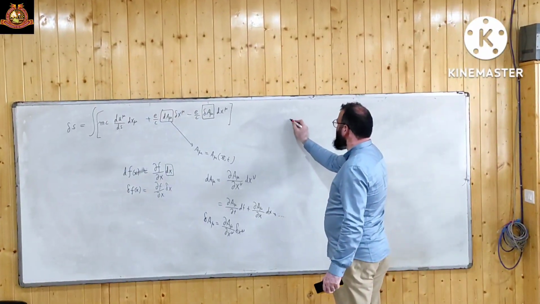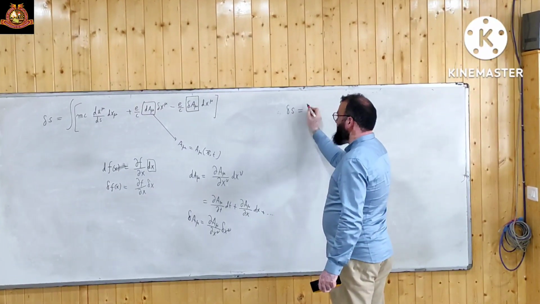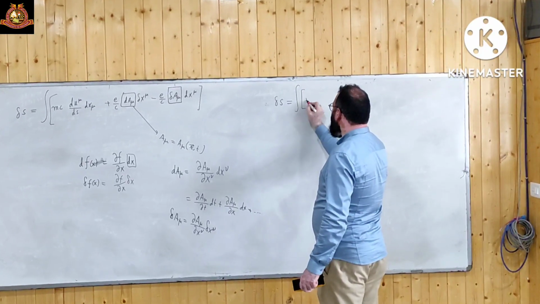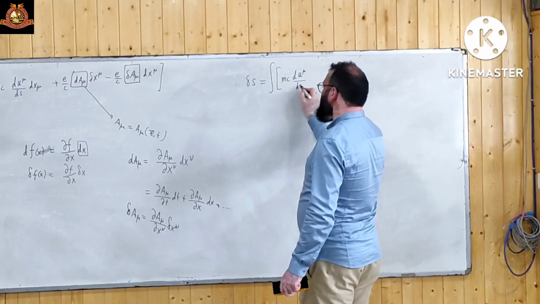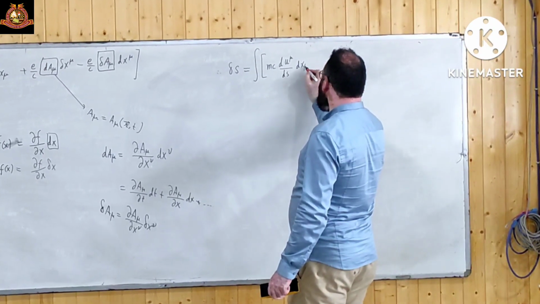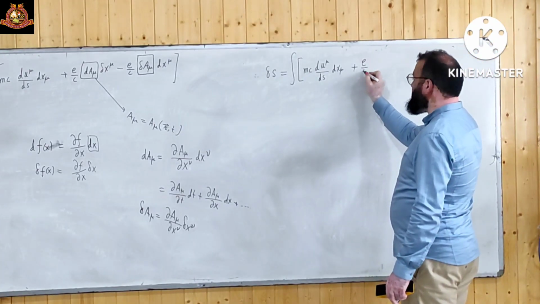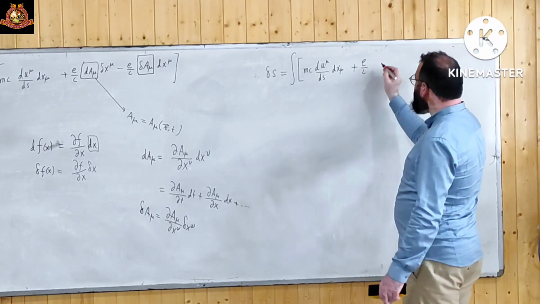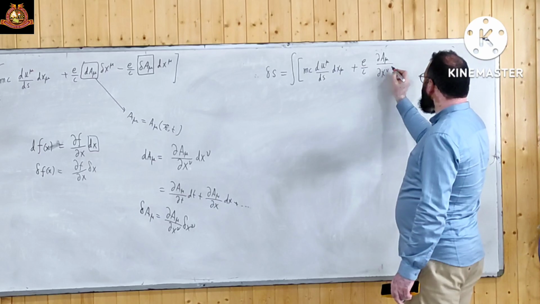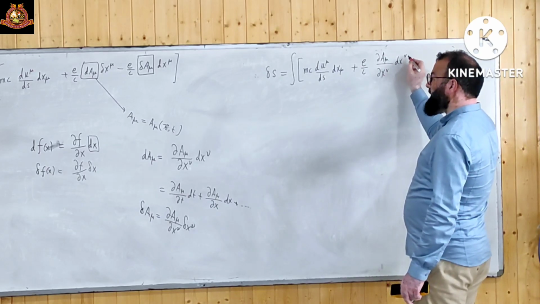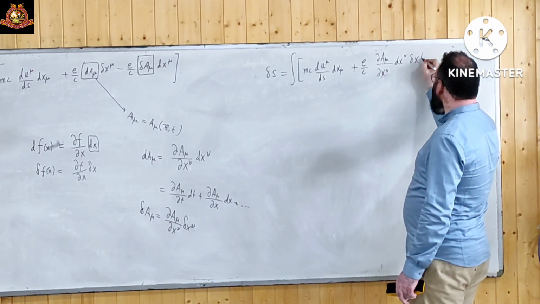Okay, let's substitute. So therefore, I can write this variation in S as the integral of mc du_mu by ds dx_mu. So it's E by C dA_mu. Tell me what is dA_mu? Partial A_mu by partial x_mu, so dx_mu. Then what do you have? This delta x_mu. Okay.